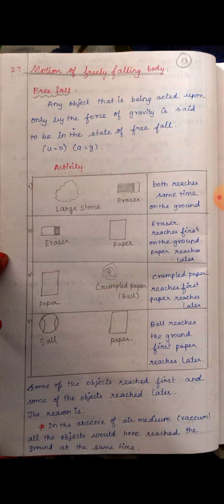Next we are having a ball in one hand and paper in the other. We are throwing both at the ground. The ball reaches the ground first, and the paper reaches later. According to the acceleration due to gravity, the objects reach the ground because there is no other force, we are just throwing.